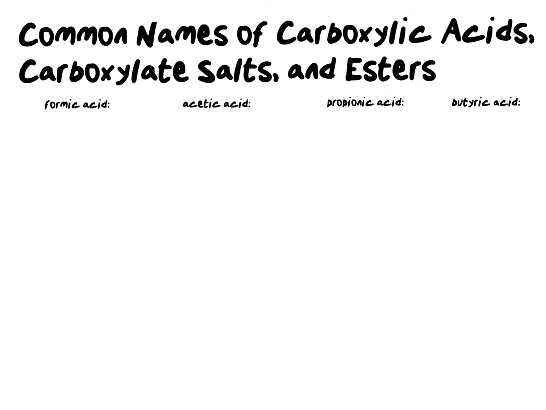In the case of carboxylic acids, short-chain carboxylic acids have common names. Formic acid is the one-carbon carboxylic acid. So it's just a carbonyl group directly bonded to a hydrogen on one side and the OH group on the other side. This structure is commonly called formic acid. That's the most typical name that is used for it.